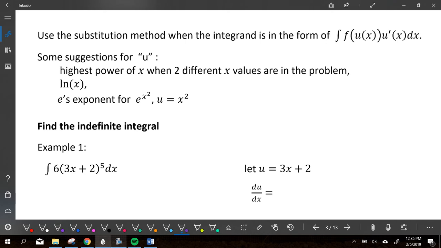The only more complicated part about this is finding the u. That's the part that's the toughest thing. What am I going to make u? If you can figure that out, then everything else is pretty easy. So some suggestions. What's u going to be? The highest power of x. So if you have like an x cubed and an x squared, pick the x cubed to be your u. Natural log. If it says natural log in your problem, that's probably going to be the u. If you've got an e, it's probably going to be the exponent. The u is going to be equal to x squared. And there will be some other rules we pick up along the way, but those are the main ideas.